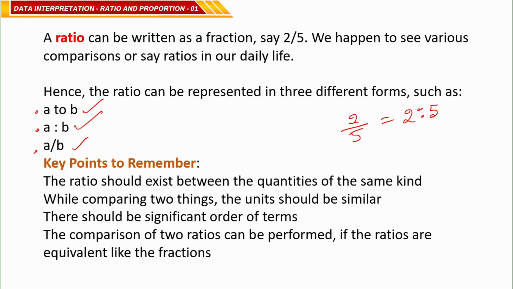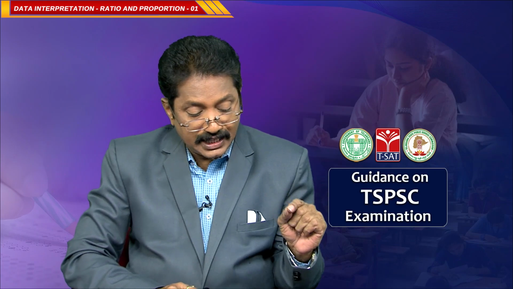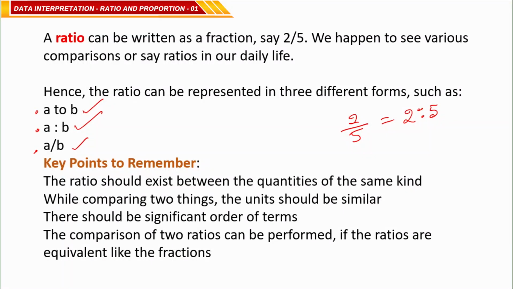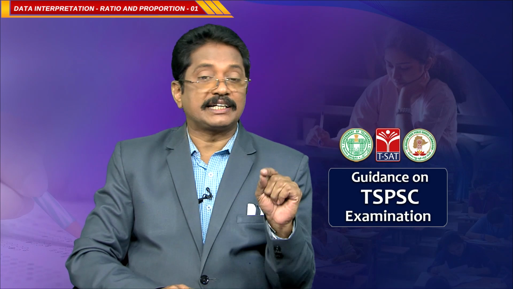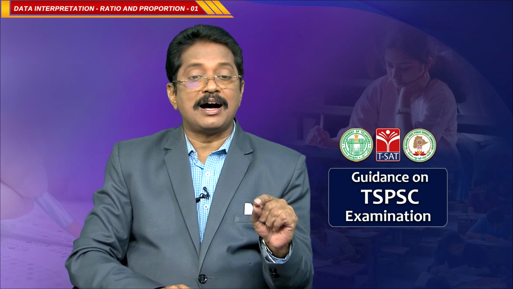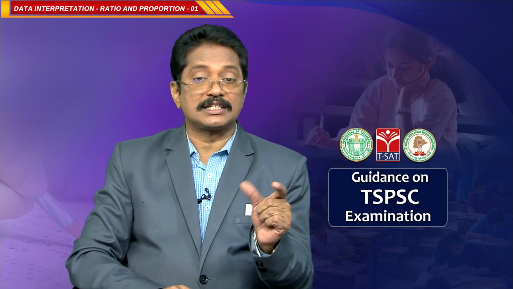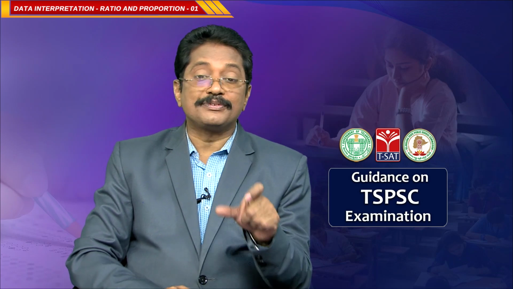So, we have very important points to remember about the ratio. The first one is the ratio should exist between two quantities of the same kind. Just now I said, if you say with respect to mass, you have to say with respect to mass. So, between 2 kilograms and 30 minutes, there is no ratio. 30 minutes is meant for time and 2 kilograms is meant for mass. So, mass and time are two different quantities, and we can't make a ratio between these two different quantities.